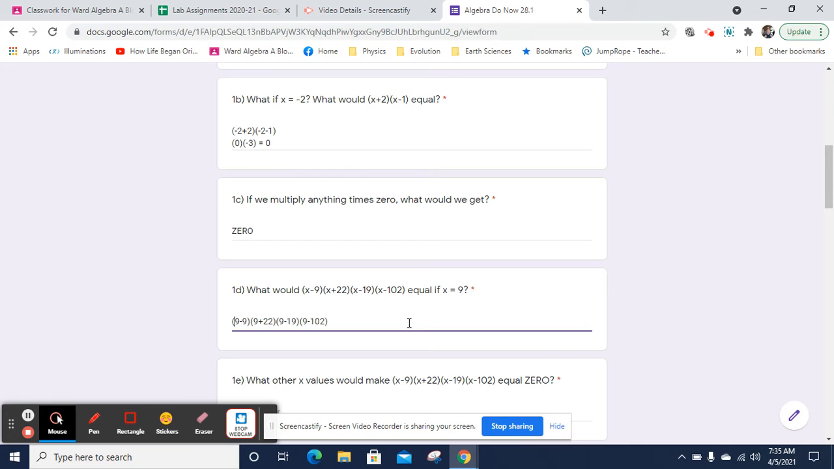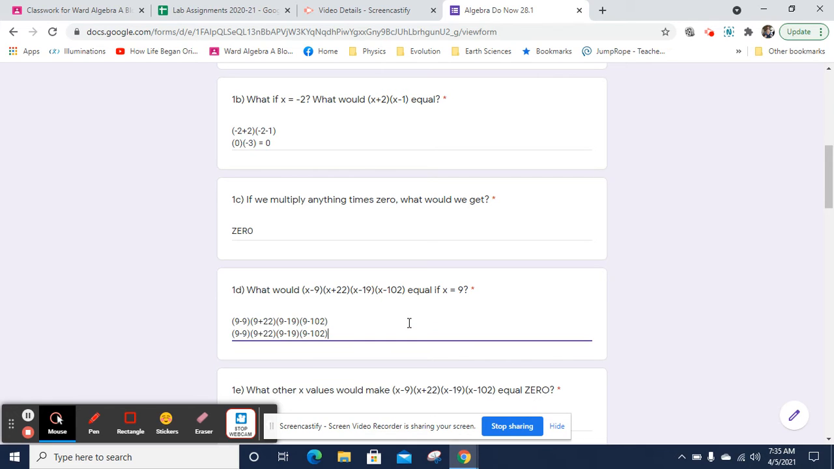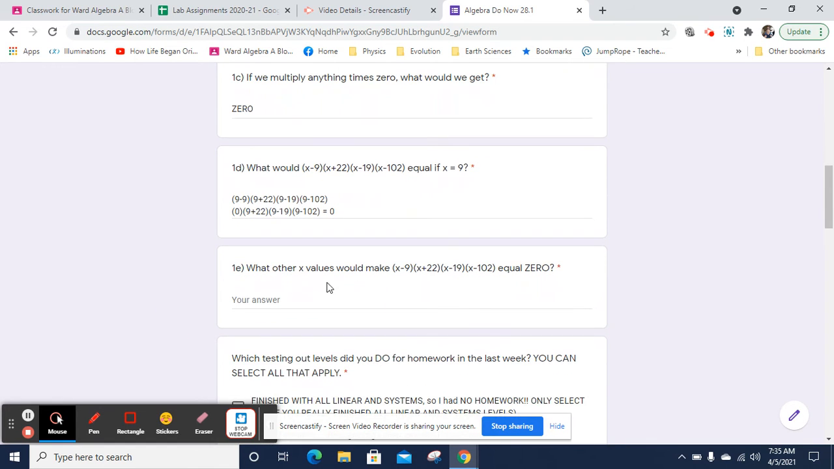Oh my goodness, there's a 9 minus 9 right there. That 9 minus 9 is a 0. So when I get a 0 right there as one of the factors, everything else doesn't really matter. This thing is going to equal 0. Okay. Now, what other x values would make this equal 0?